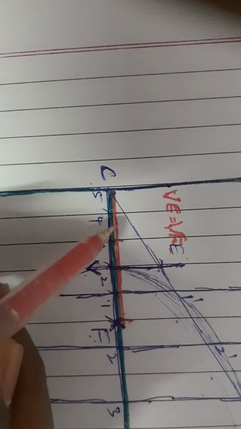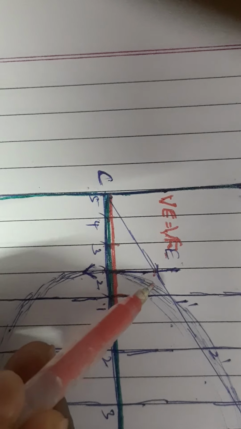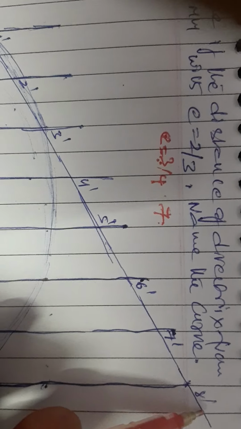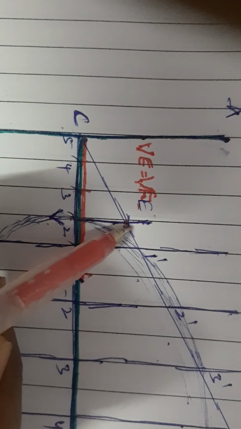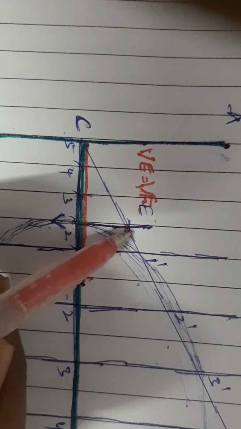Next you need to draw the line from C passing through E of any convenient length. Like this you need to draw. Now the line passing through C and E is called the eccentricity line or constant ratio line.